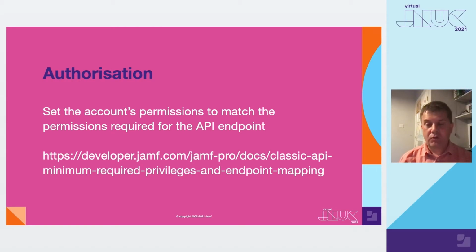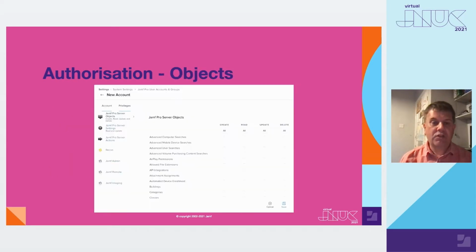Jamf have got some documentation on the classic API about what the minimum required privileges are, so you can use that to get an idea of what you would need to set up. But basically, if you go to Jamf Pro, you can create a standard user account for this, or group permissions. And you can grant access to various aspects of Jamf Pro. For instance, you've got the objects access, where you can grant access to things like computer records and mobile device records. And it's quite granular. You can grant access based on whether you want to create these objects, delete them, read from them, or even update them.